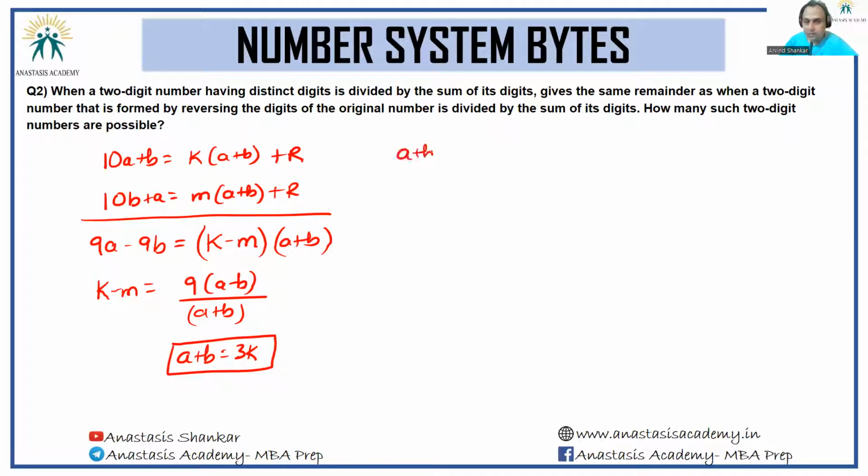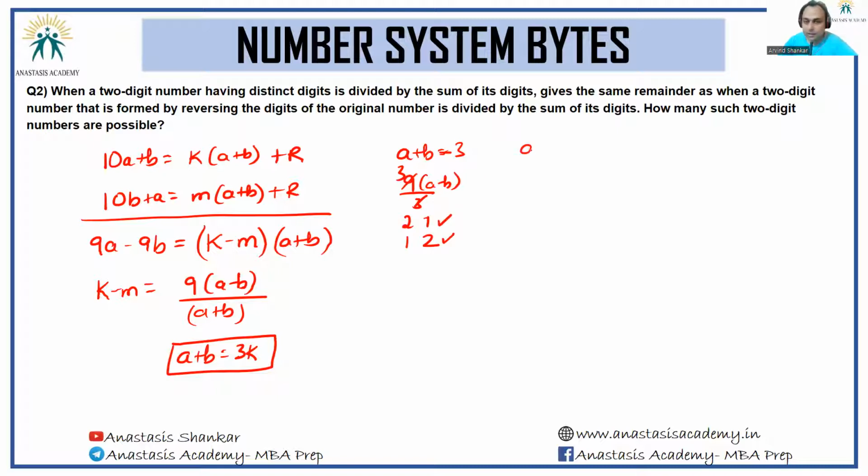So let's say a plus b was equal to 3. Then I would have 9 by 3 times a minus b. Cancel, I get 3 times of a minus b has to be an integer. So possibilities for a and b are going to be 2, 1 and 1, 2. Both these numbers would work.